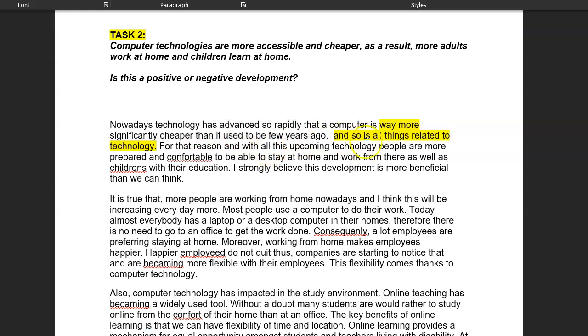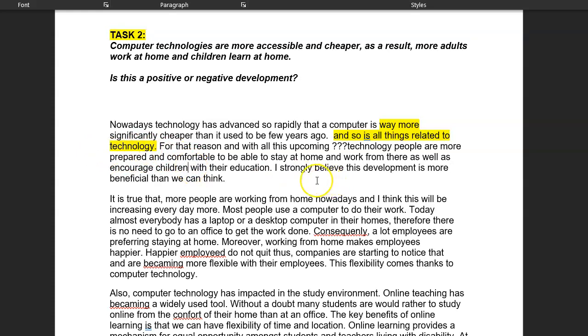and with all this upcoming technology, so what upcoming technology? You need to say what. If you're going to say all this, that should be something that you've already talked about. People are more prepared and comfortable to be able to stay at home and work from there, as well as, I would say, encourage children with their education. Children doesn't have a plural with their education.